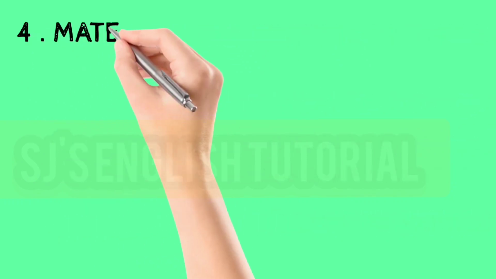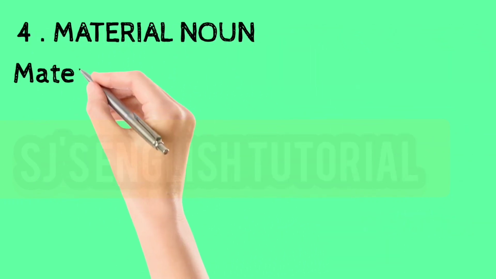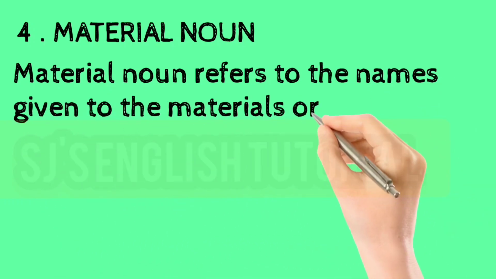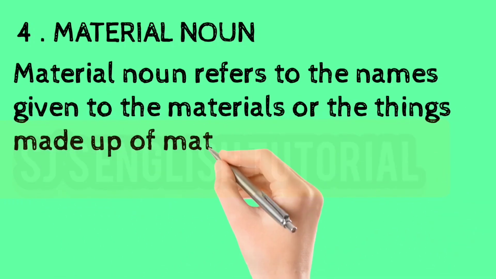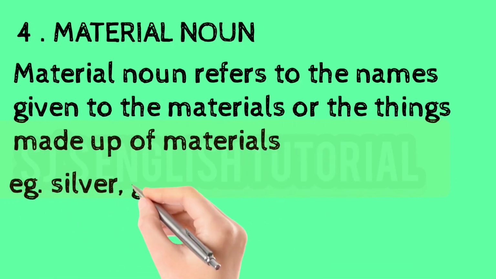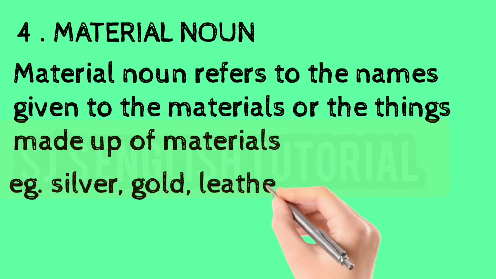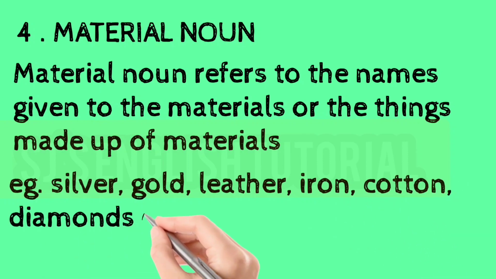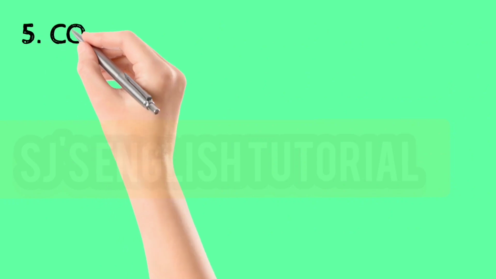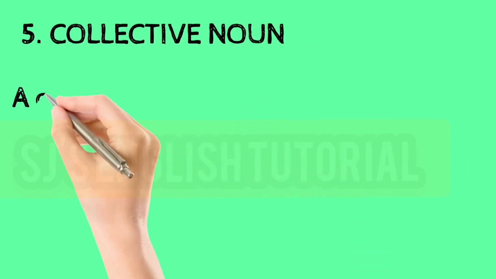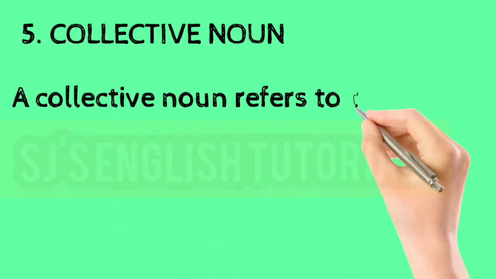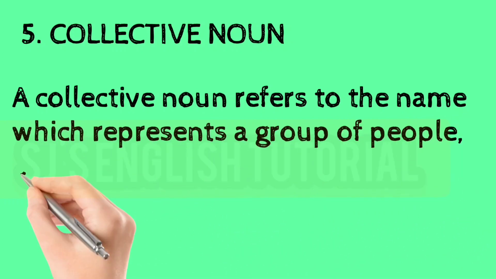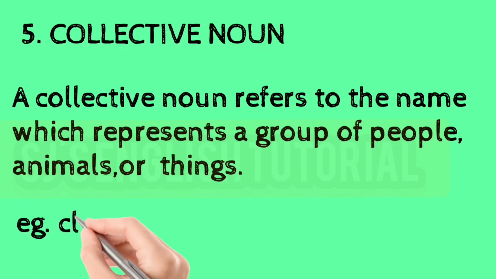Material nouns are the names given to the materials or the things made up of materials. For example, silver, gold, leather, iron, cotton, diamonds are material nouns. Dear students, names of any material come under this category. Now let us see a collective noun. A collective noun refers to the names which represent a group of people or things. Example, class, team, crowd, group, etc.